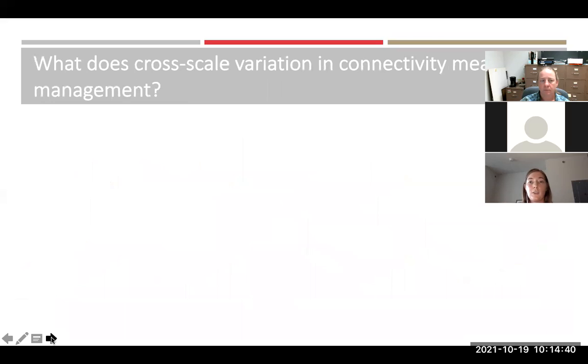So I do know that in many ways this is a very higher level, system level analysis. So I do want to tie it back to why this cross-scale variation in connectivity that we've identified is important in what we're actually doing in these areas. And I think I have a couple ideas.